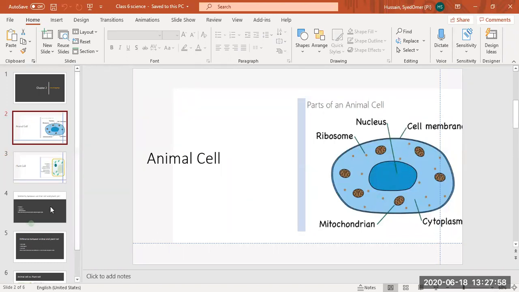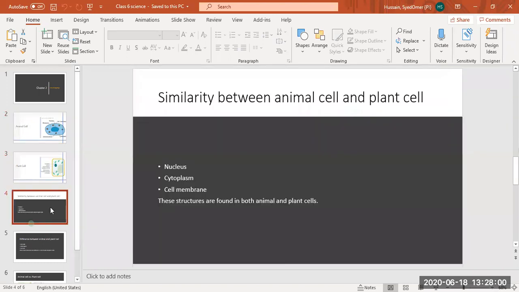Okay, now coming to the 4th cell. Similarity between an animal cell and a plant cell. Now you understand what the similarity is between an animal cell and a plant cell. Nucleus, cytoplasm, cell membrane. These structures are found in both an animal cell and a plant cell. You have studied that these 3 structures are present in both.